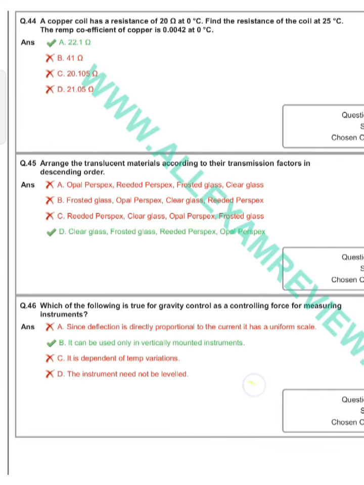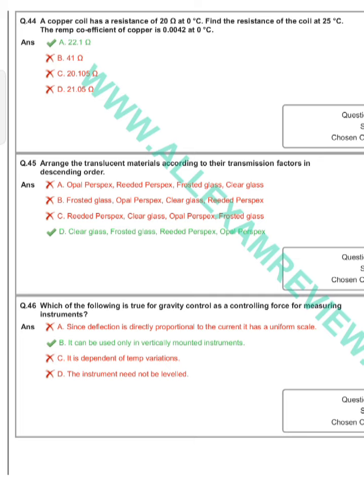Question number 44. A copper coil has a resistance of 20 ohm at 0 degrees Celsius. Find the resistance of the coil at 25 degrees Celsius. The temperature coefficient of copper is 0.02 at 0 degrees Celsius. Yeah, the first option is right, 22.1 ohm. You have to know only the formula for this type of question.